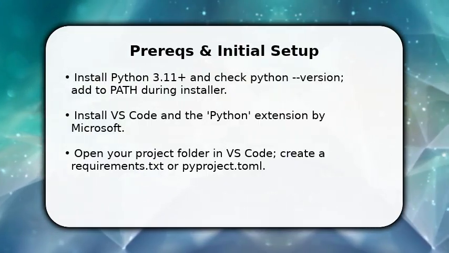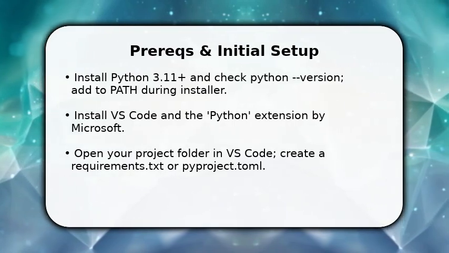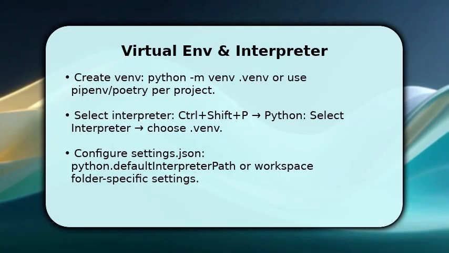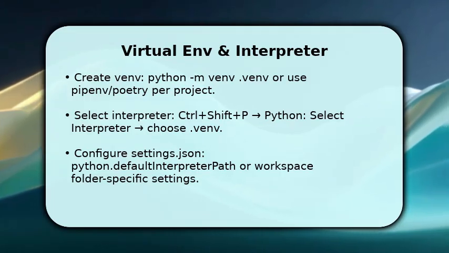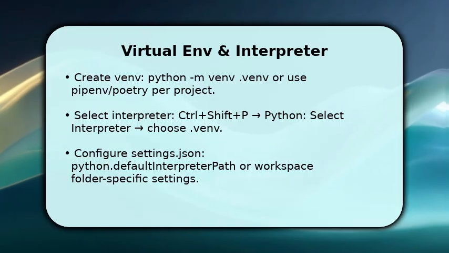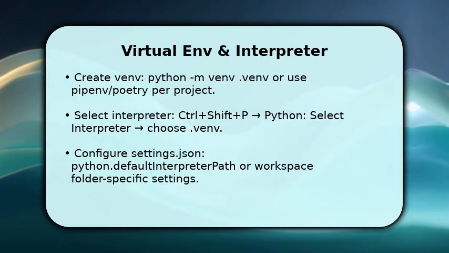Now you're ready to pick an interpreter and create a virtual environment in the workspace. You create an isolated environment so dependencies stay project-specific, python -m venv .venv, or use pyenv/poetry if you prefer. Once created, activate it in an integrated terminal so pip installs go to that env.